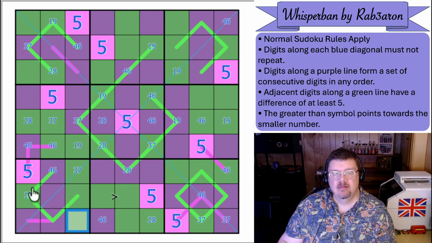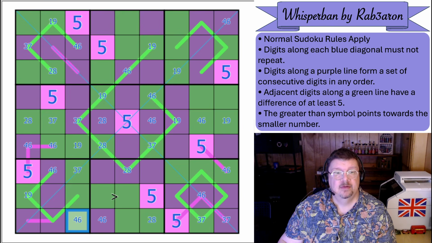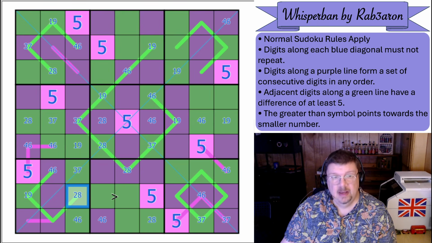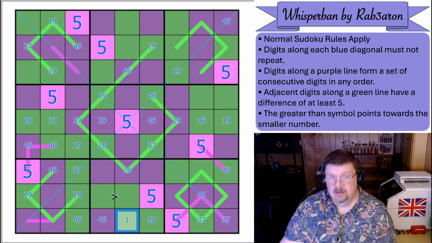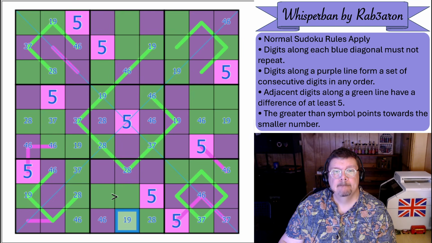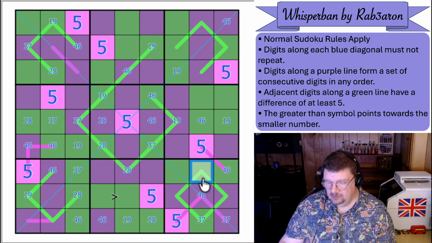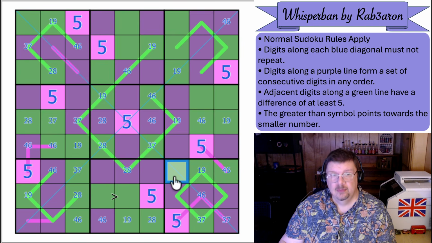This is green 1-9, green 2-8, green 4-7. This is the green 4. This is the green 1-9, 3-7, and 2-8. So this is the green 4-6. That makes this the green 2-8. This is the green 1-9. That can't be green 1-9 because that is. So that's the green 1-9. This is the green 2-8.